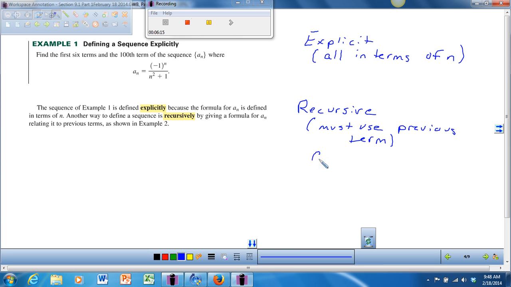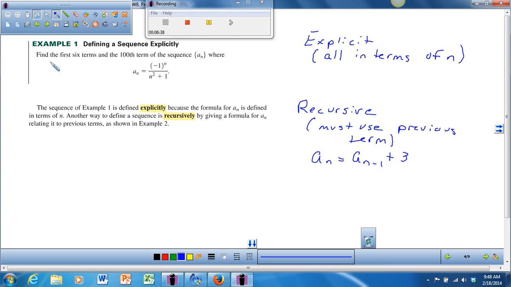So it would be something like a sub n equals a sub n minus 1 plus 3. So whatever your previous term is, you add 3 to it to get your next term. So it's in terms of A. That's the name of my sequence. It could be U, it could be B, or whatever. But it is in terms of your existing term.